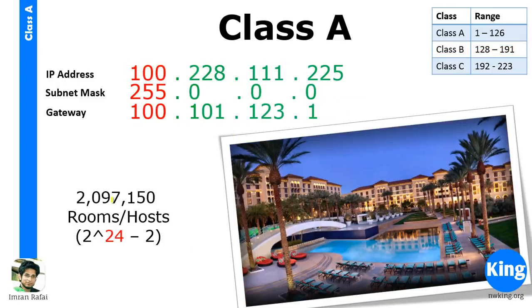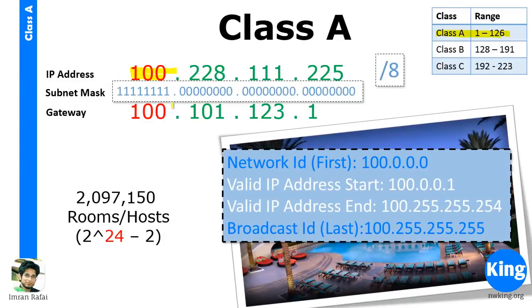Now we go to class A. Again, with the same rule, we look at the first octet and we see it is 100, and we know 100 is part of class A. So class A will have a subnet mask of 255. If you remember, class B had 255.255 and class C had 255.255.255. So class A has only one 255. The first octet is 255. And if you convert it into binary, it looks something like this.